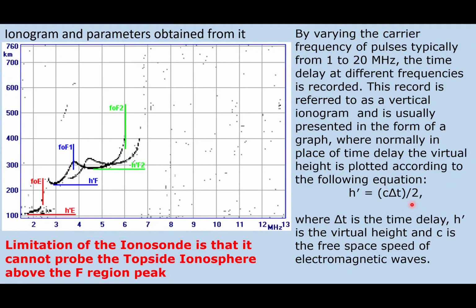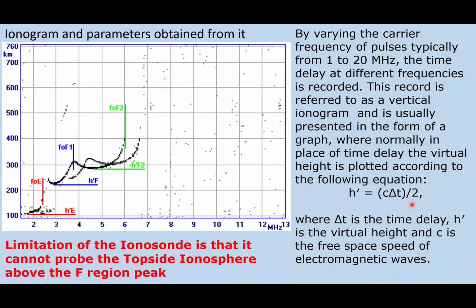Because we assume it is traveling with the velocity of light c, which is not actually true, this is called the virtual height. It is not the real height from which that particular wave is reflected, because of this assumption. That can be corrected, and there are techniques for that. So delta t is the time delay, h dash is the virtual height, and c is the free space speed of electromagnetic waves. We assume free space speed, but actually it may be traveling with a different velocity because the ionosphere is a plasma medium.